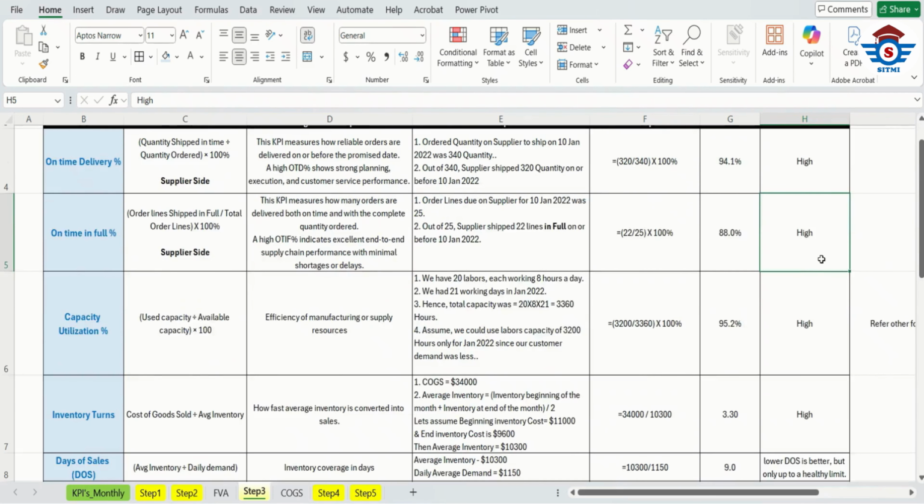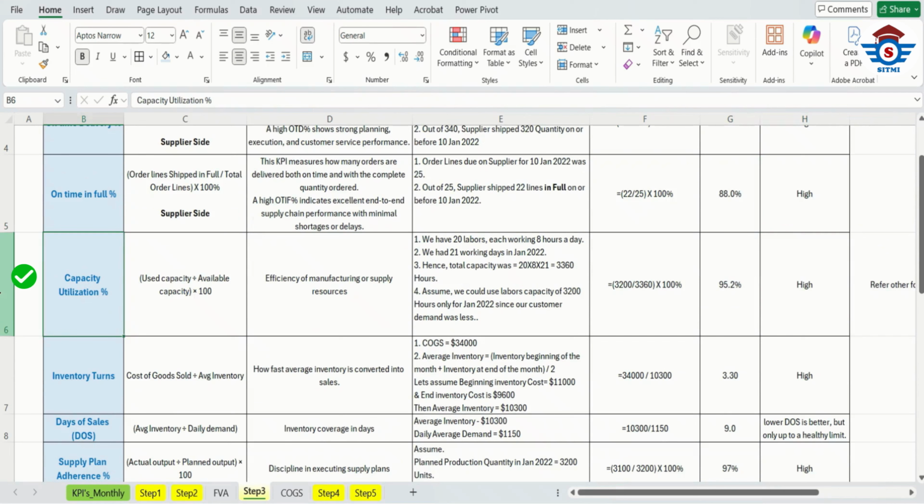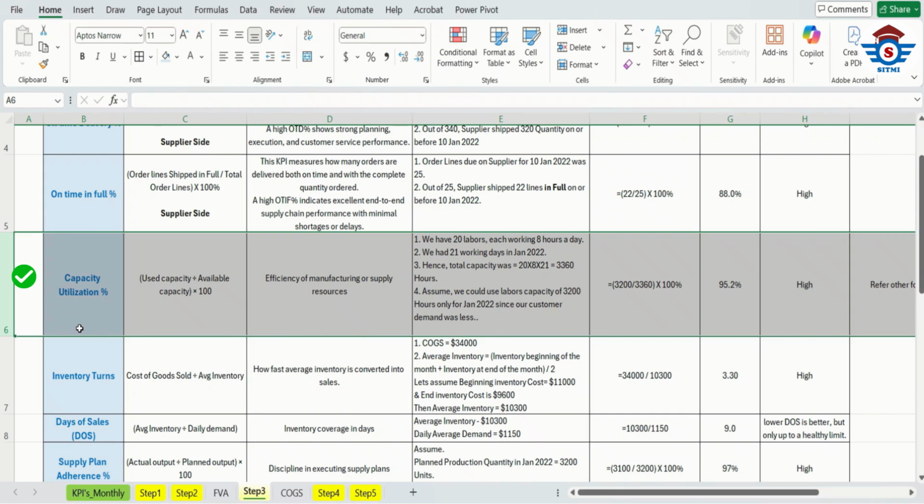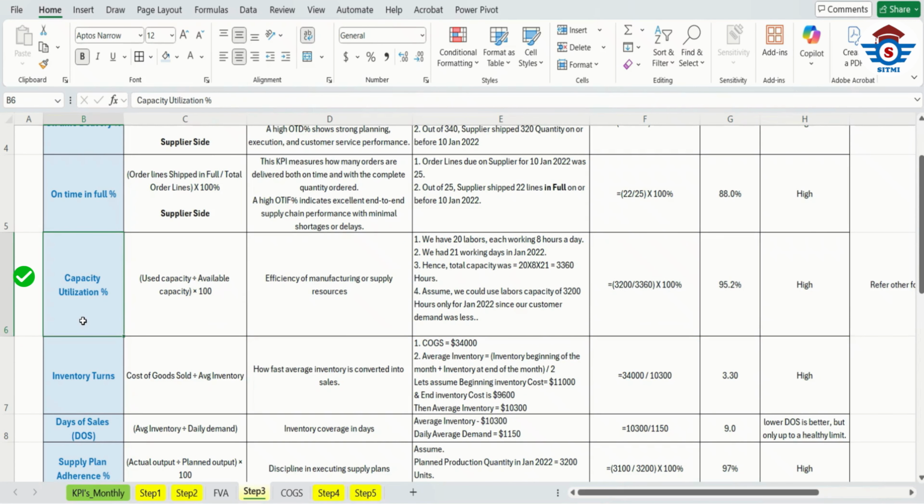The third key performance indicator is capacity utilization percentage. Now, since the supply planning team deals with fulfilling the demand by considering the capacity constraints, in reality, companies may have more capacity, but they may not have more demand. And in that particular situation, capacity utilization will remain on the lower side.